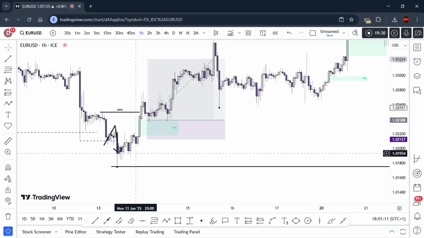Basically, what you'll be using it for is your change of character. And the change of character is now going to tell you that your internal structure is about to switch bullish, right? Objective upon objective of objectives. That's what price just does, right? So that's just it.